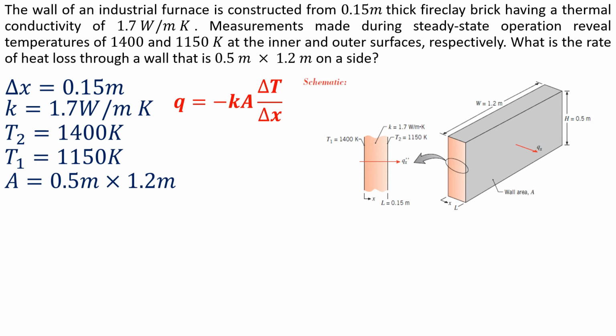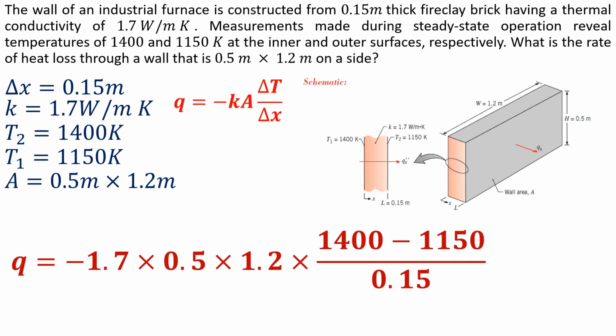If delta X tends to 0, then this will convert into dT over dx. And we have learned Qx double dash, which was heat flux, and heat flux is the heat transfer per unit area. So if we multiply the heat flux by the perpendicular area, we will find the heat transfer. So according to Fourier's law, heat transfer is Q equals minus K A delta T over delta X.